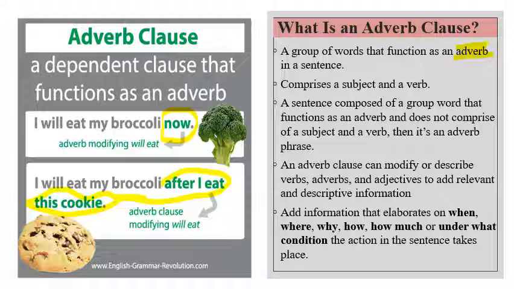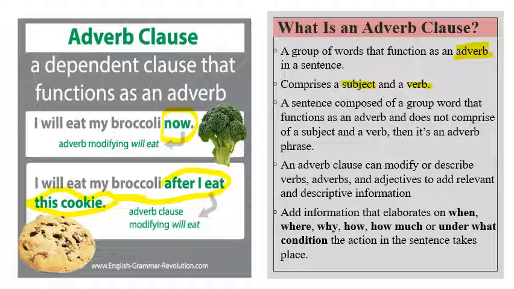Remember when we talked about the nominal clauses, they function as nouns. When we talked about adjectival clauses, they function as adjectives. Here, in this type of clauses, they function as adverbs. And again, it has a subject and a verb. Sometimes some words are composed of a group of words and function as an adverb, but they do not comprise a subject and a verb. In this case, they are called an adverb phrase. It's not an adverbial clause. If it doesn't have a subject and a verb, it will be called an adverb phrase.